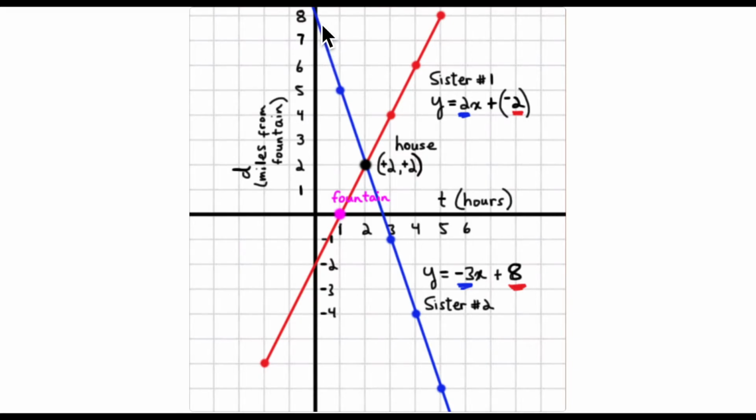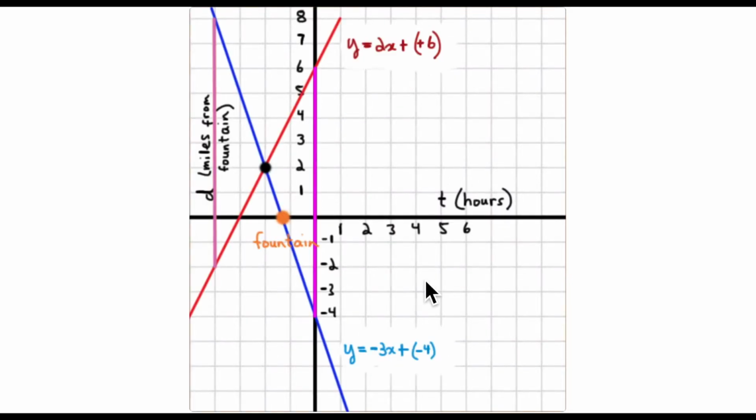So this sister is 8 miles from the fountain, 6 miles from the house, and this sister is 2 miles from the fountain and 4 miles from the house. And so the total distance that they are apart is 10 miles, and this sister travels 6 miles to reach the house. This sister travels 4 miles to reach the house. It's a little bit easier to talk about the story with the solution being positive for both the x-coordinate and the y-coordinate. This is the same graph as we started with. I just cleaned it up a little bit.